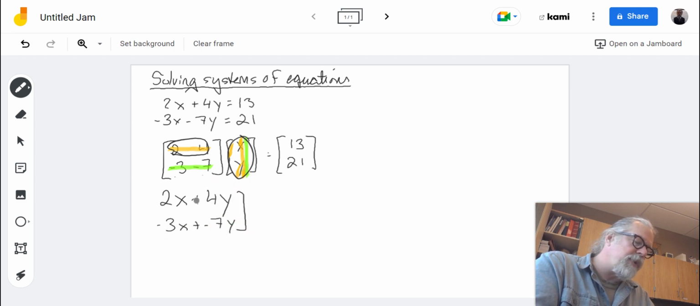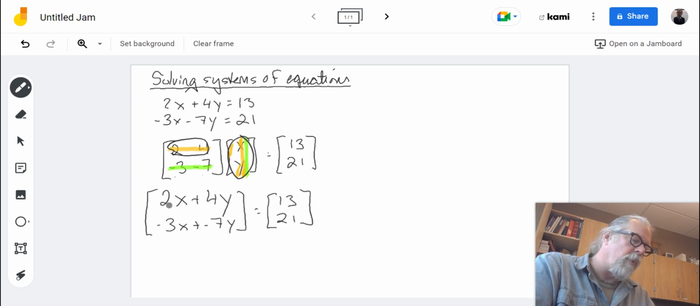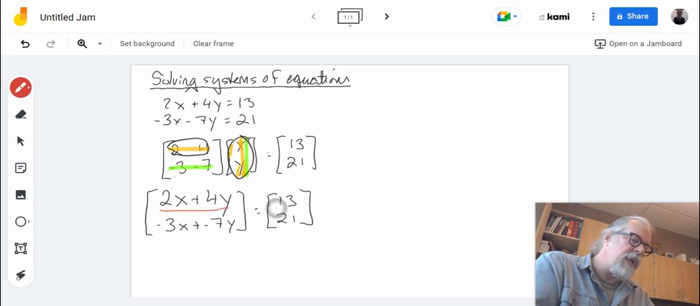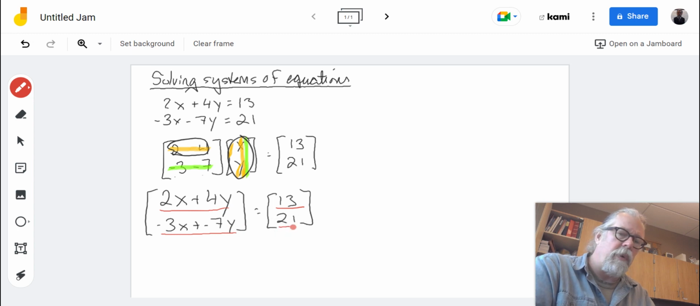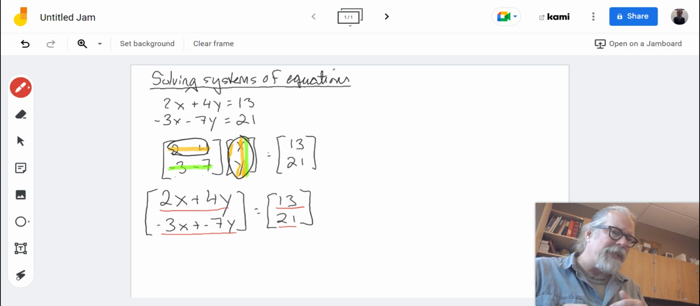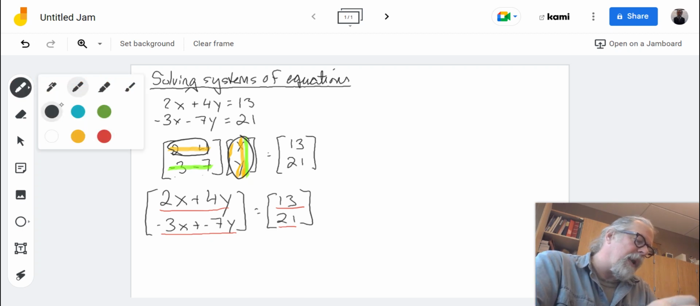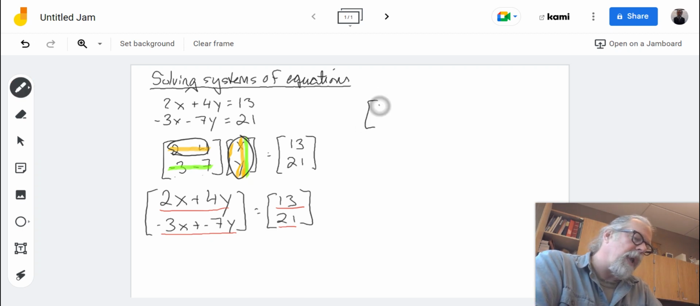And the result of that multiplication is the left-hand side of our system of equations, and therefore 2x plus 4y must equal 13, and negative 3x minus 7y must equal 21. Well, how does that help us solve? Well, if I go back to my matrices, I'm going to go ahead and rewrite it.